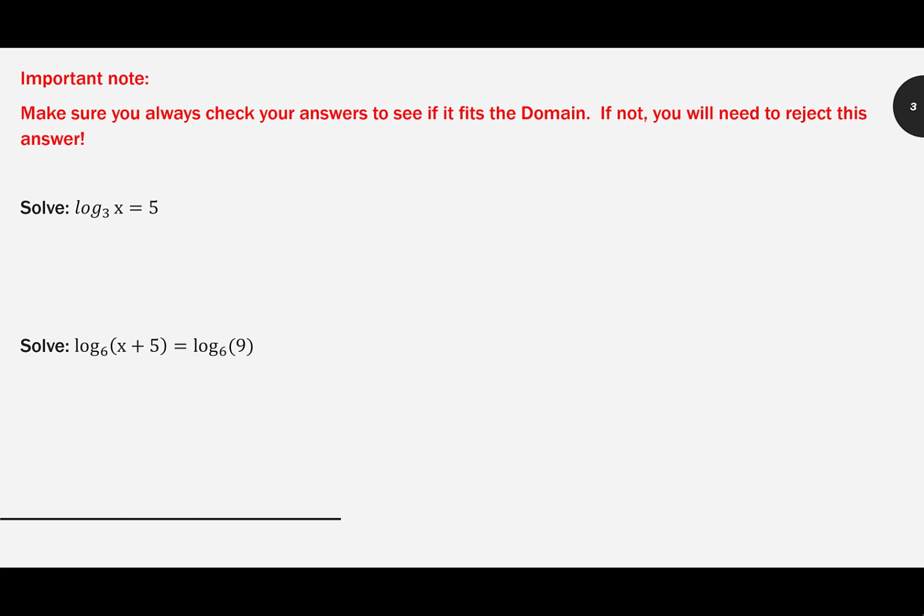I have the log base 3 of x equals 5. First thing I see is I only have one log and I have a number on the other side, which means I'm using the definition of log. So we're going to take the base 3, raise it to the 5th power, and say that's equal to x. I'm going to grab my calculator and put in 3 to the 5th, and it says that would be 243.